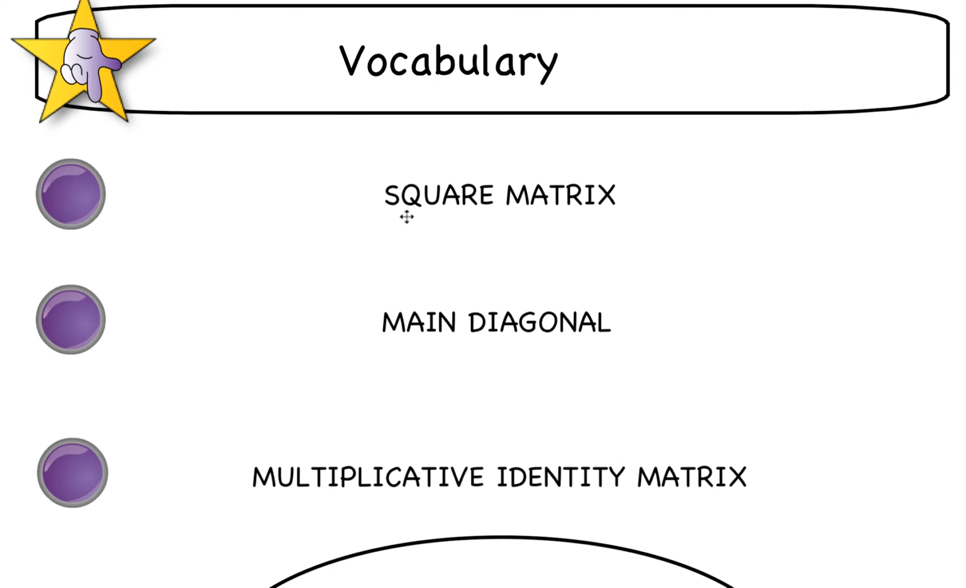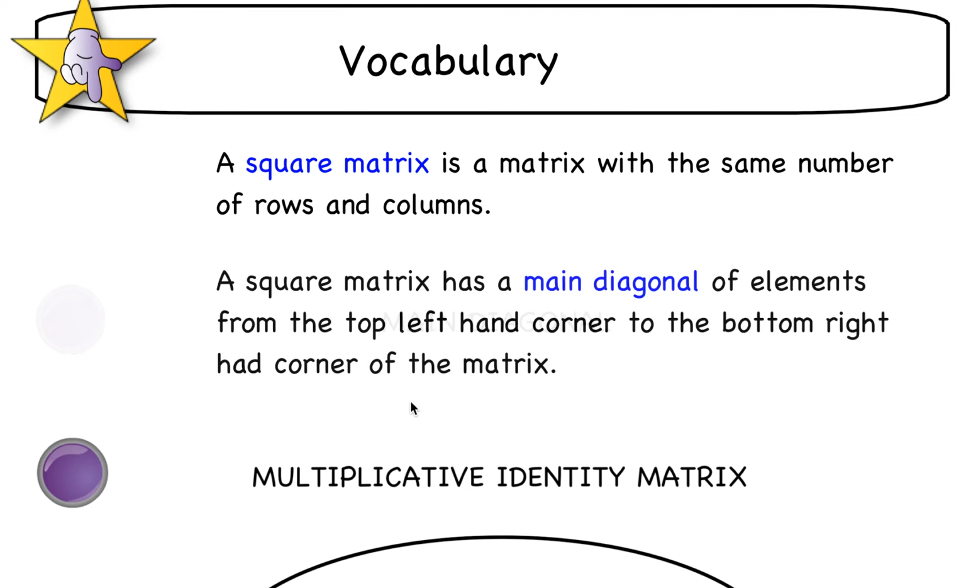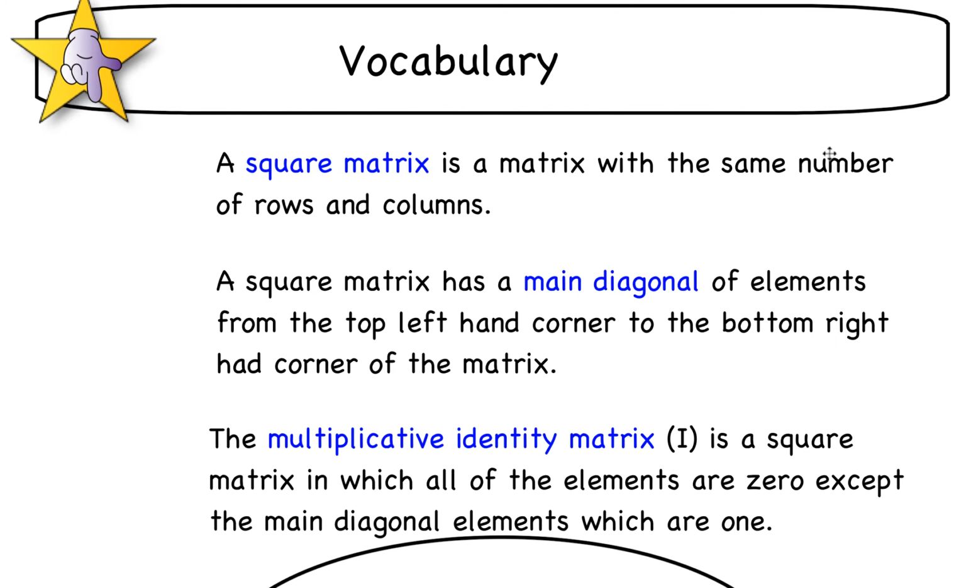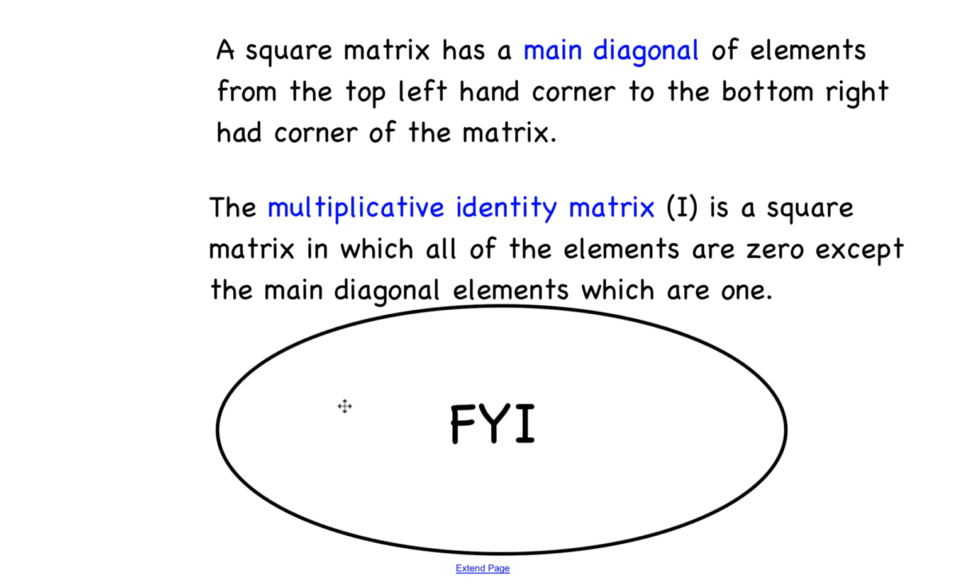So a couple of vocabulary words that you need to know. A square matrix is a matrix that has the same number of rows and columns. A square matrix has a main diagonal of elements from the top left corner to the bottom right corner. That's called the main diagonal. The multiplicative identity matrix is the one that has ones along the main diagonal. Okay, so it's a square matrix.